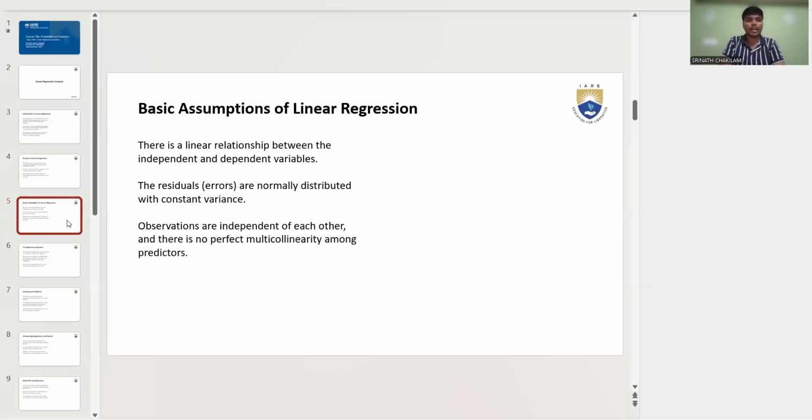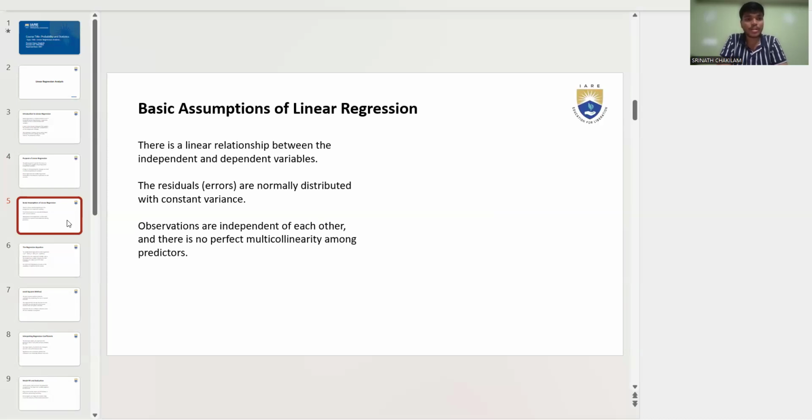There is a linear relationship between the independent and dependent variables. The residual errors are normally distributed with constant variance. Observations are independent of each other and there is no perfect multicollinearity among predictors.